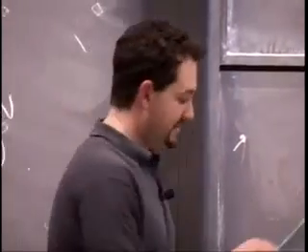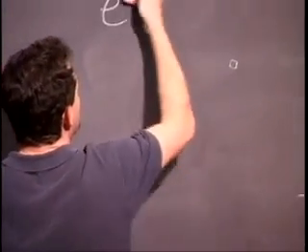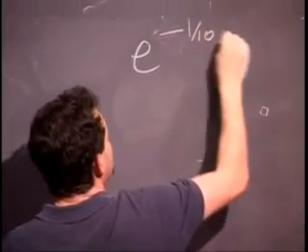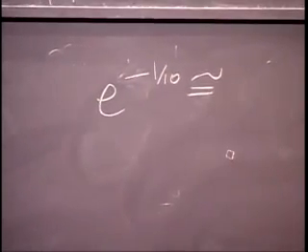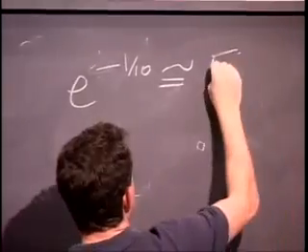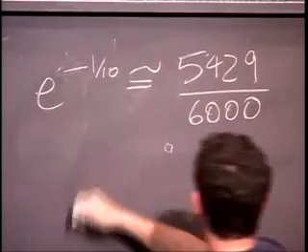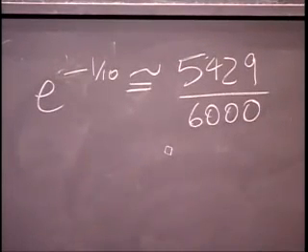Now, I still have about 10 minutes left, so I'm going to move on to something that looks similar, but not quite the same thing. In fact, let's write down this approximation again. We saw that e to the minus 1/10 is approximately equal to, and I wrote up the fraction before, 5429 over 6,000. All right. So what can I say about this? Well, that's very good. We saw that they were very close.